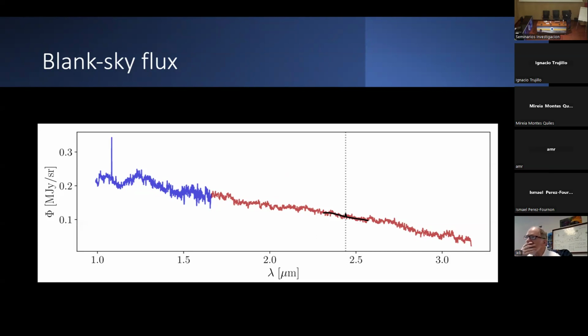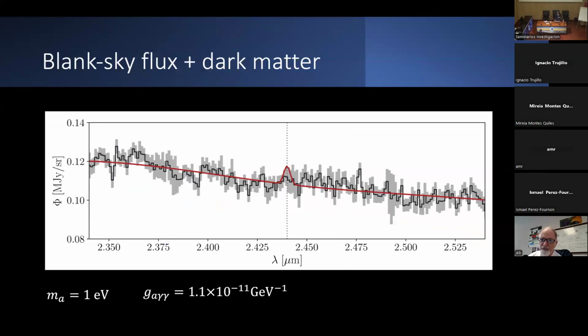This is the flux as a function of lambda. Blue and red are the two different gratings. So what happens is that if there is a dark matter signal there, I should see a bump, sort of like this one. Unfortunately, we didn't discover dark matter. This is helium. It's a very well-known line. But here I show you what we would expect if there was a dark matter signal. So if there was a dark matter signal, the red line is what we would expect.